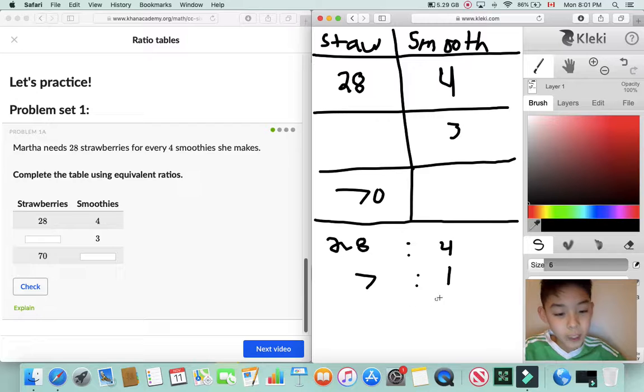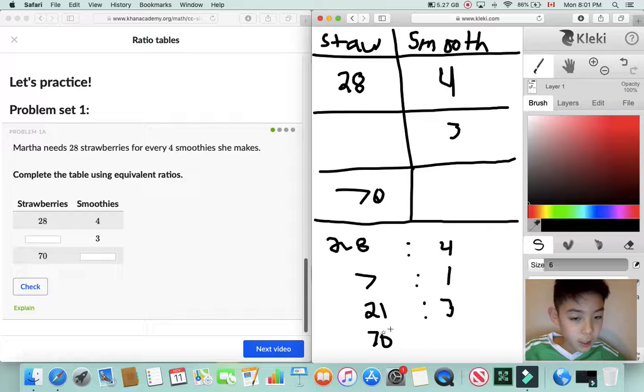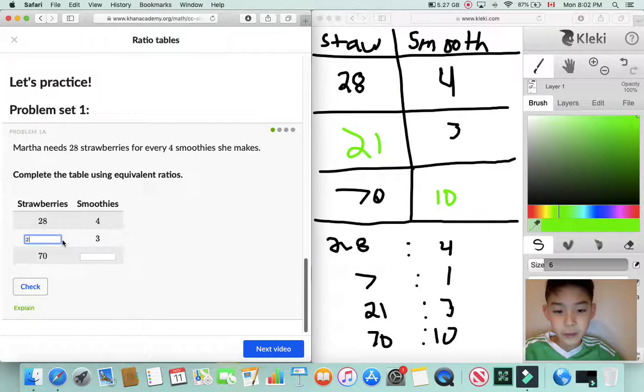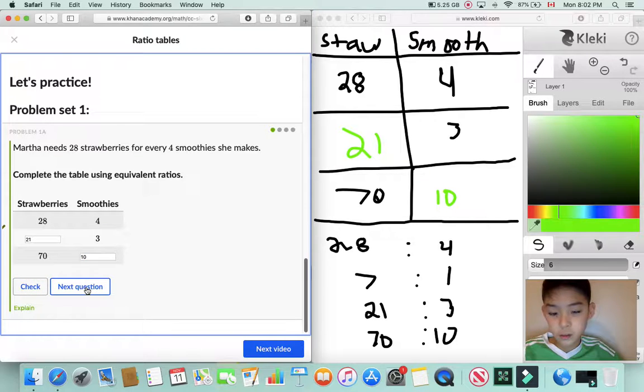So there's 3 right here. So we plug in the 3. 3 times 7 is 21. Perfecto. Then that's 70. So times 10 here. Perfect. I know, right? I'm perfect. So that's 10, and that is 21. Thank you for my service. That's so good.